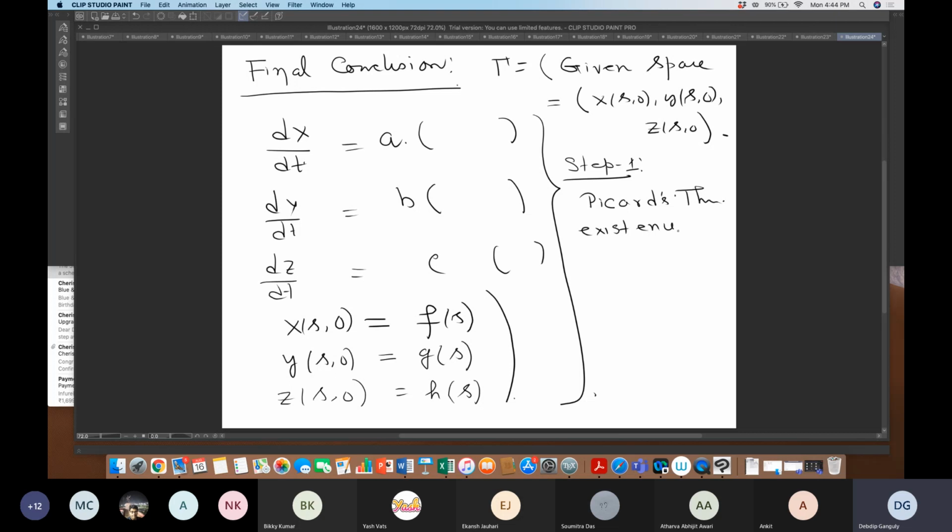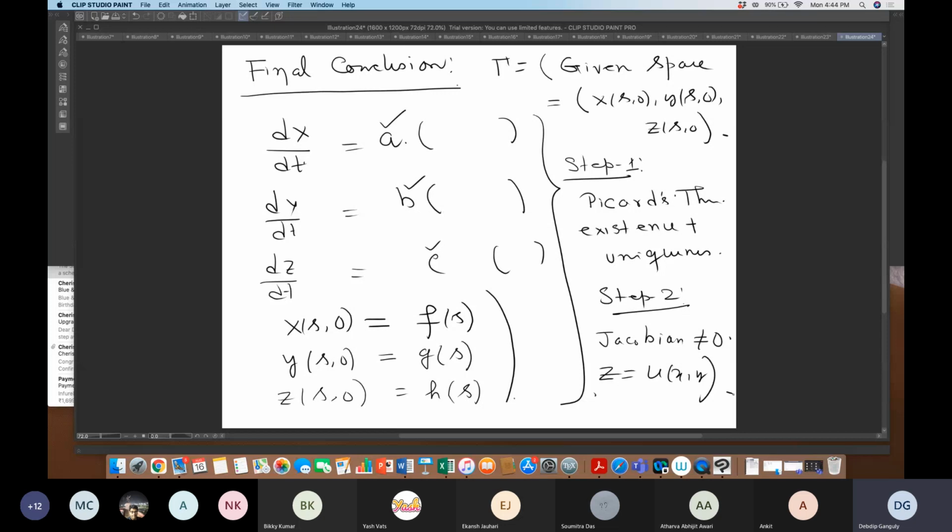Okay, existence plus uniqueness. For uniqueness you need A, B, C. The coefficients A, B, C should be C1. Okay, uniqueness. Step 2, you have to find the Jacobian of x, y, z with respect to s and t. Once the Jacobian is non-zero, we can invert it. Then you have to check the Jacobian: not equal to 0, we can invert it. You have a solution z equal to u of x, y.